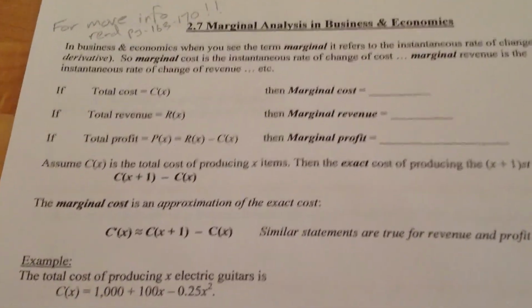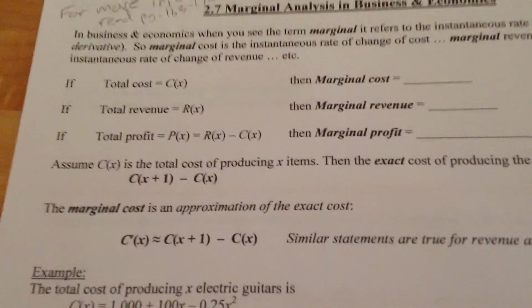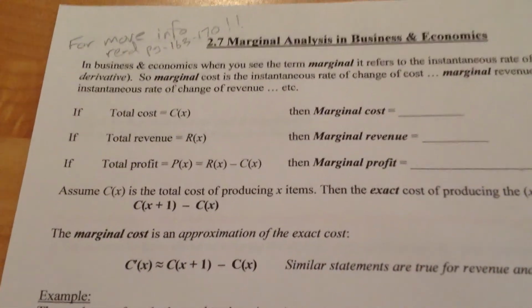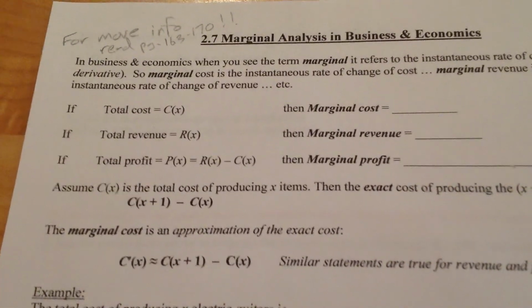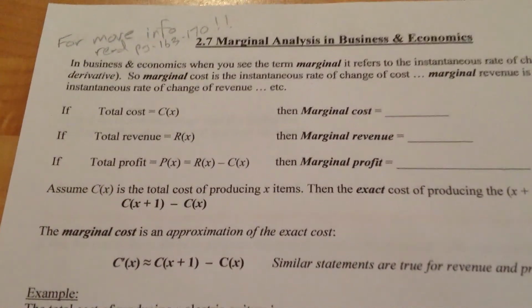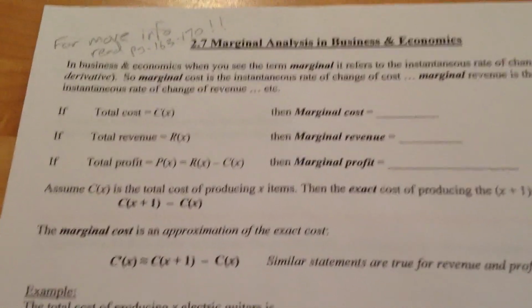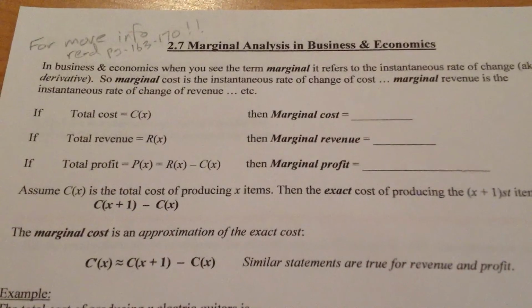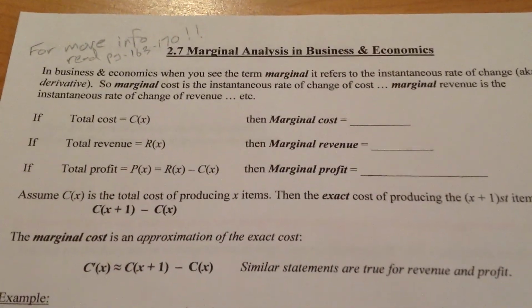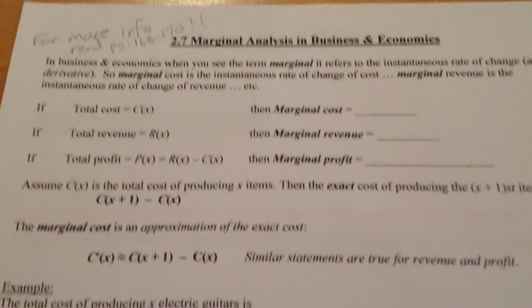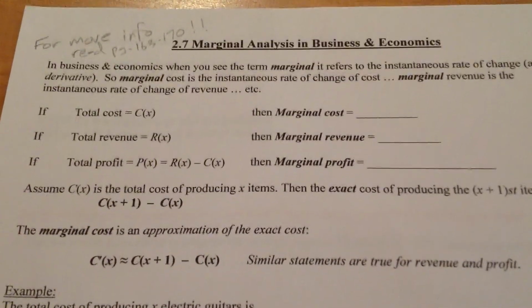So you're going to be given cost and revenue functions. Sometimes you have to make up your profit function by subtracting those two. And we're also going to look at the marginal cost, marginal revenue, and marginal profit. All of those are the derivatives of cost, revenue, and profit. Basically the instantaneous rate of change of those.